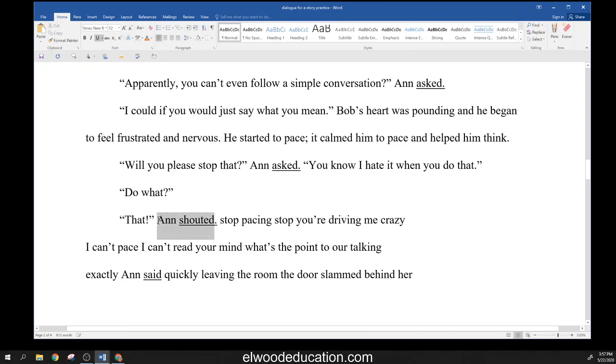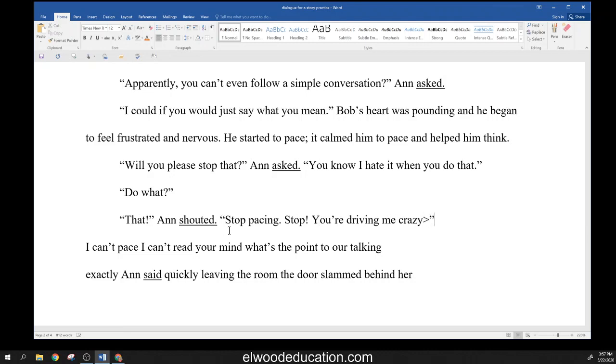The identification of the speaker belongs to the first thing that she or he said. But this person is going to continue to talk. So we're going to say "stop pacing," period, "stop." Maybe I'll even put an exclamation point there. And then we'll have "you're driving me crazy," and ending quotation marks there.